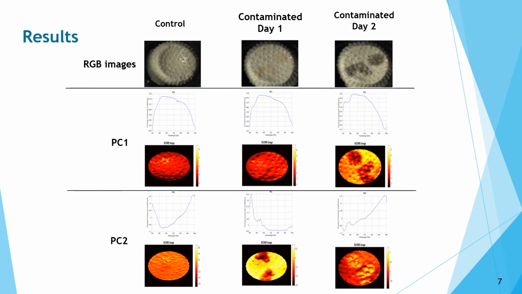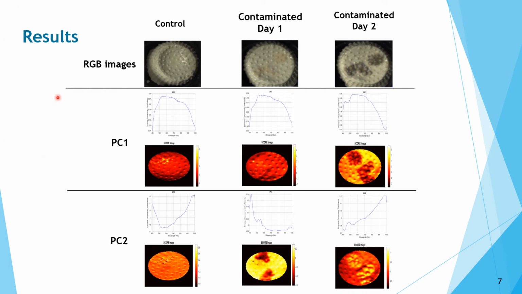Here we are showing the first two principal components associated with a number of samples that were scanned. First, we have the original RGB images for the cheeselets: a control sample and the two days for a contaminated sample. PCA was applied individually to each one of these, as well as to all the other samples on different days.